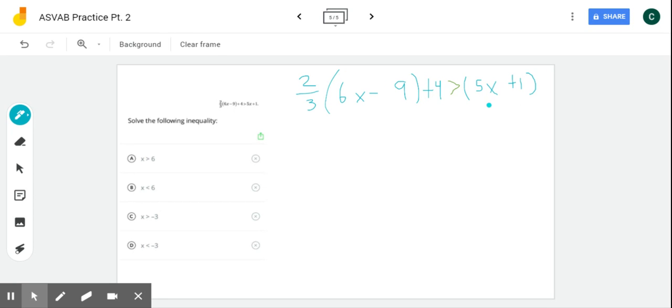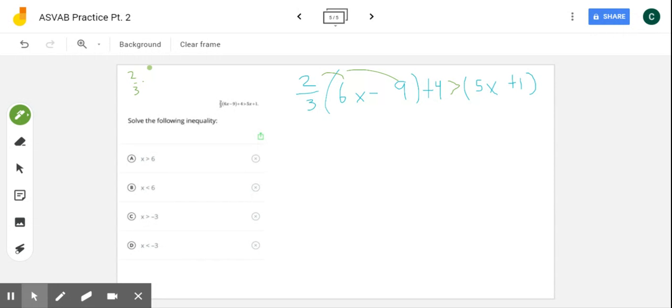The right-hand side is simplified as far as possible. 5x and 1 are not like terms, so there's nothing else we can do there. Here I can distribute the 2/3. So 2/3 times 6x and 2/3 times 9. So 2/3 times 6. I'll just do that over here.